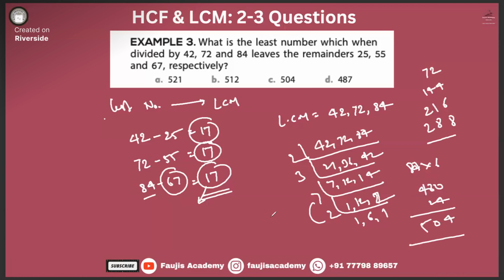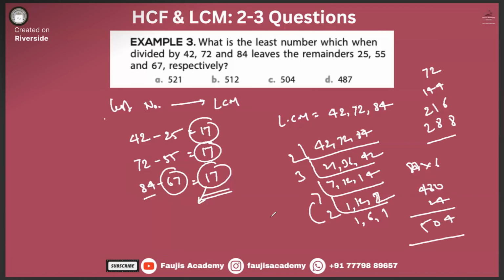The assignment for you is that you will divide 487 by 42, 72 and 84, and you will find the remainder. The answer is there in front of you, that it will be only 25, 55 and 67. But I want you to find out what that remainder is and check whether it comes out like this. This is how holistic learning happens, buddy. We push our mind to think from multiple perspectives.